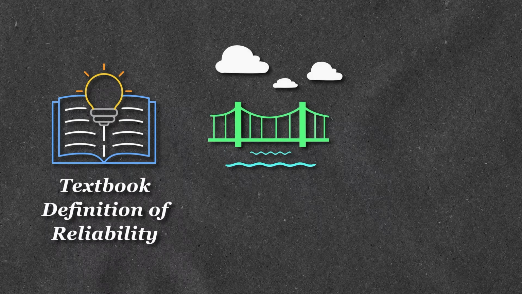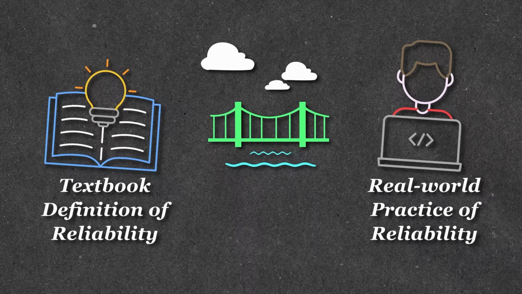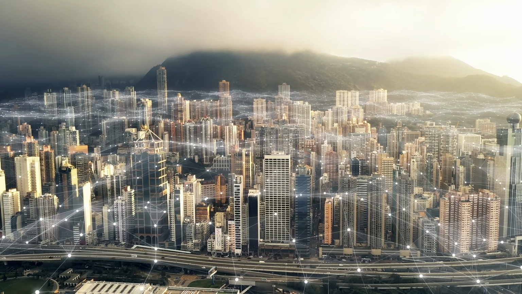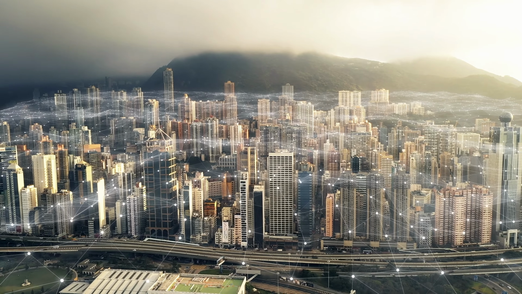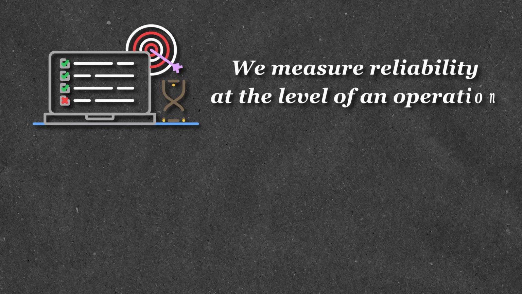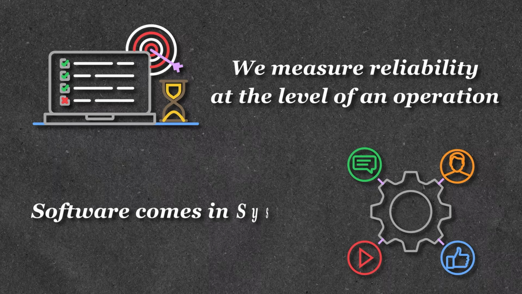Now that we understand the textbook definition of reliability, we need to bridge the gap between our textbooks and the complex real-world practice of building reliable systems. Software architecture is a huge field to study and impossible to encapsulate in a short video, but we're going to cover a few basic concepts that can have a huge influence on the reliability of a system. It's worth noting that we'll be using the term system quite frequently from here on out, not only in this section, but throughout the rest of the video. Even though we measure reliability at the level of an operation, which we'll cover in more detail soon, it's important to note that software comes in systems.